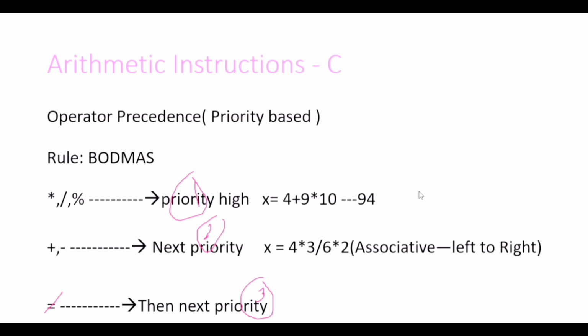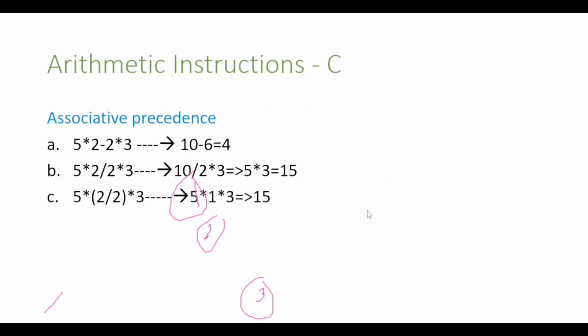Now, coming to another topic, we will discuss some more clarity on it. This one is also the same, so you have to observe here. The same precedence, but it will calculate left to right. 10 minus 6, that is 4 only.